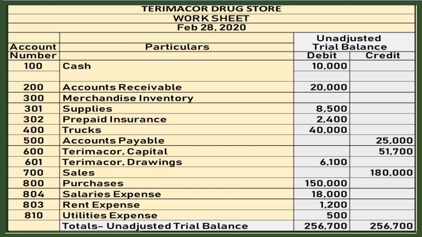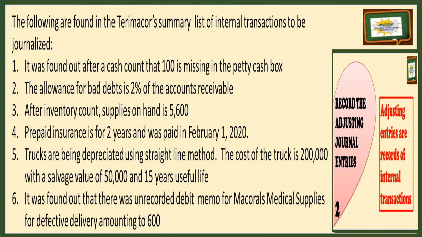These are the accounts used in recording the external transactions, and these are the amounts involved in each transaction in the summarized form in the unadjusted trial balance. There were 13 accounts in the unadjusted trial balance, and after review of each account, 12 accounts were found to be needing some adjustments, which are as follows.